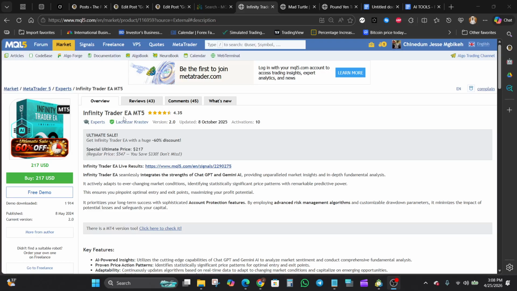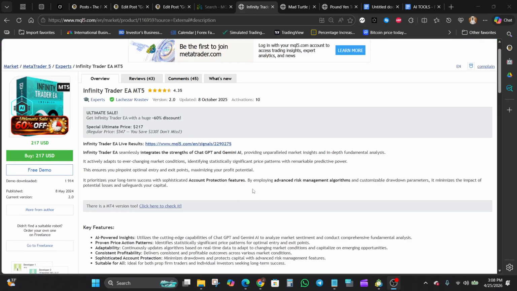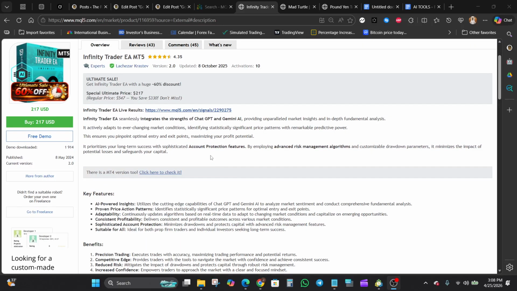Now, Infinity Trader EA is available for both MT4 and MT5, so everything we are discussing here applies across both platforms. Here we are on the MQL5 marketplace, and Infinity Trader EA is priced currently at 217 US dollars, and it is positioned as a multi-strategy AI driven trading system.